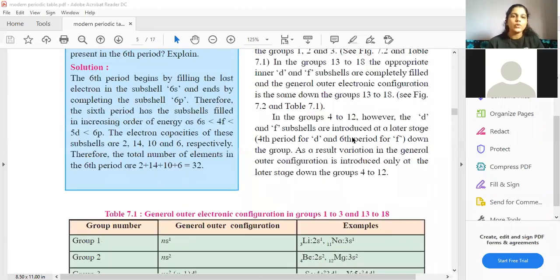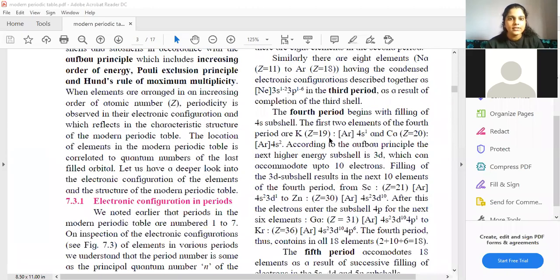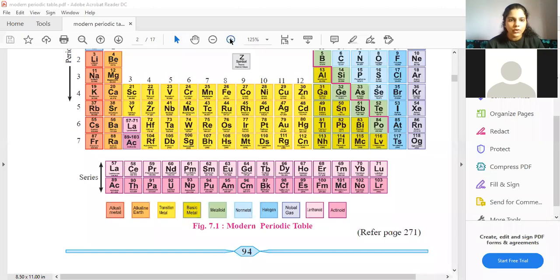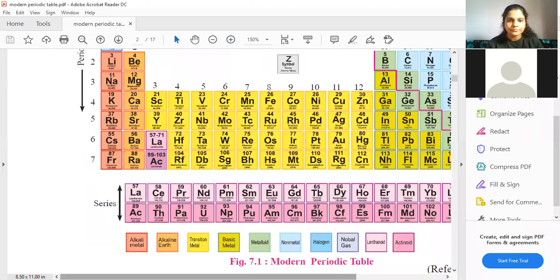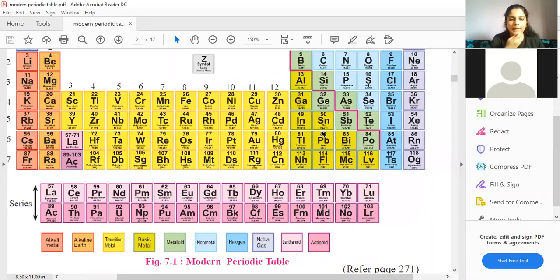I told you all to write the configuration for 63, right? So one homework that you all can take: where is 63? 63 is in the lanthanoid series. So what you all can do, students, is don't write the entire thing because it is going to be too much.